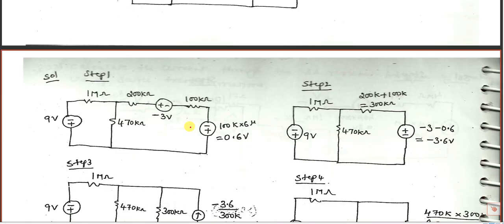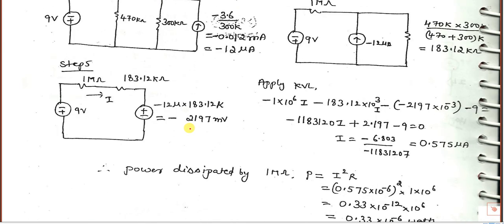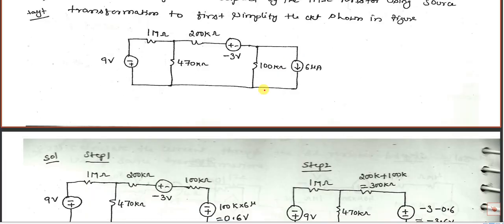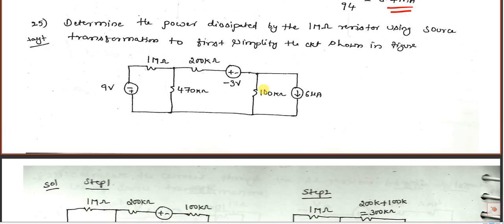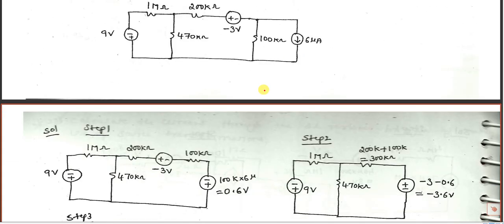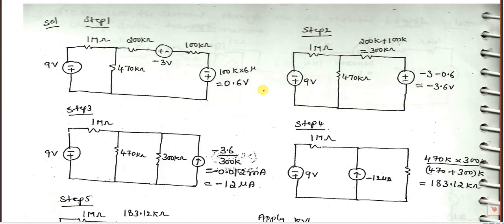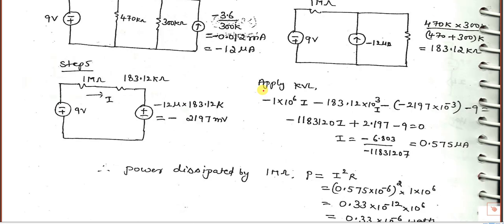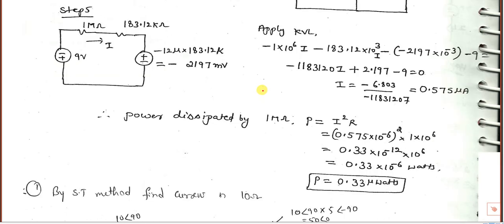One more problem. This is also from the textbook. Determine the power dissipated by the 1 mega ohm. You can go through it, not so important. Power is given by I square into R.